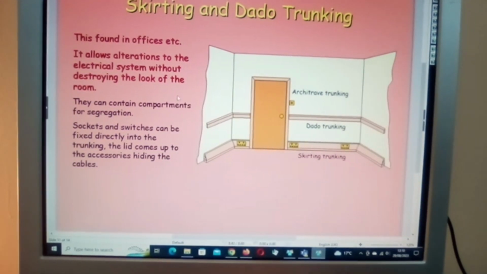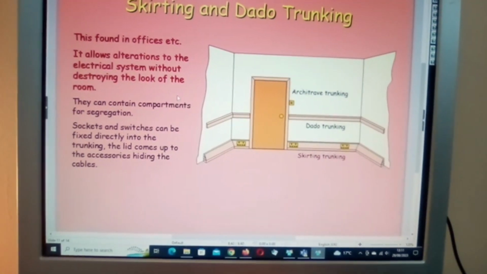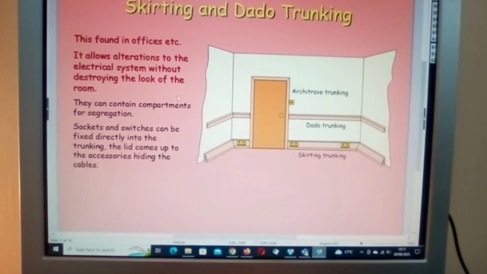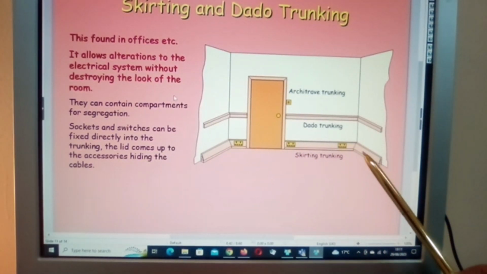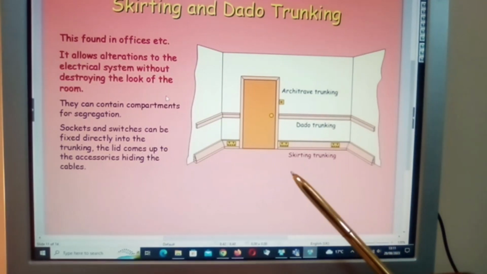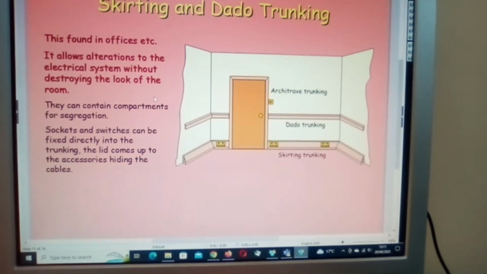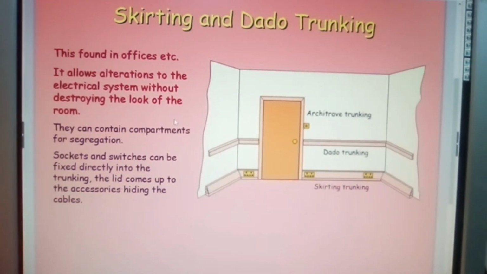And here we have skirting, dado rails, well, dado trunking. And that's your trunking there. It's inserted, built in. And that you can read for yourself. Don't need me to read that out to you.